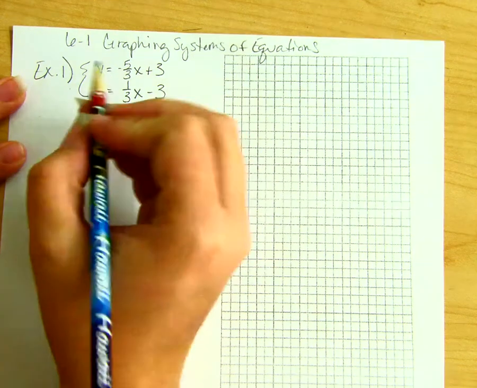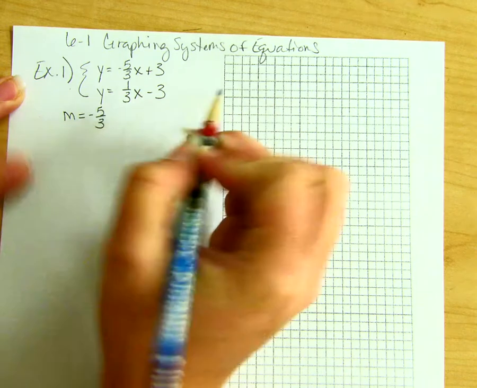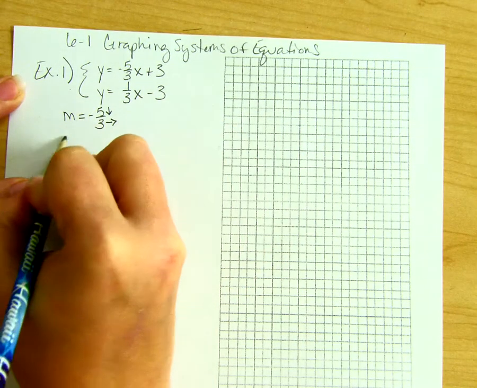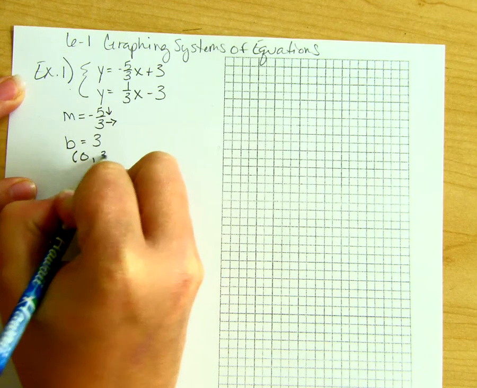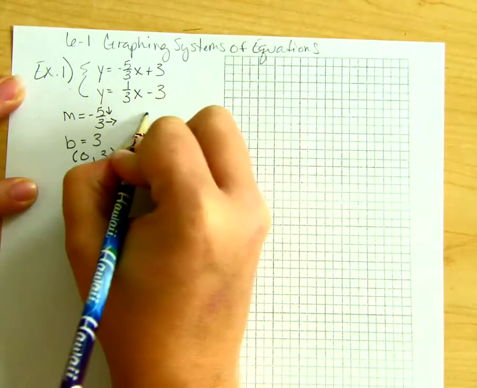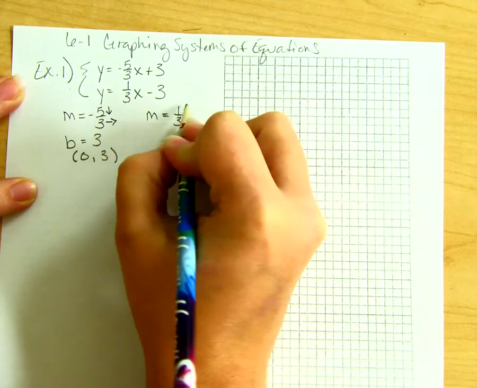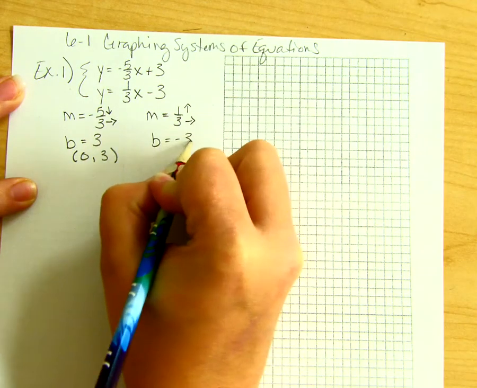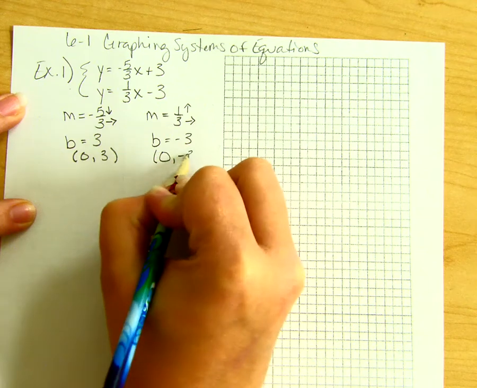So if we look at this first equation, the slope is a negative 5/3, which says I'm going to count down 5 to the right 3. And my y-intercept is a positive 3, which is the ordered pair 0, 3. For the second equation, the slope is a positive 1/3, which says I count up 1 to the right 3. And my y-intercept is a negative 3, which is the ordered pair 0, negative 3.